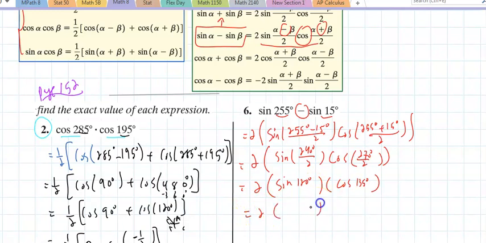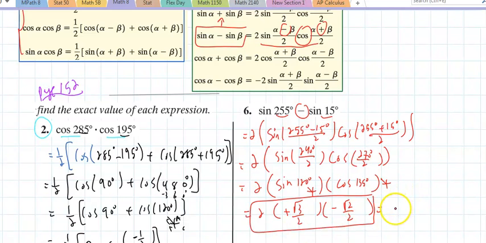Well, a reference angle of 60 degrees, that is actually radical 3 over 2. A reference angle of 45 degrees, that's radical 2 over 2. 120 is in quadrant 2, that's positive, and 135 is in quadrant 2, that's negative. You could leave the answer like that. Again, I don't mind. You could simplify it, negative radical 6 over 2.